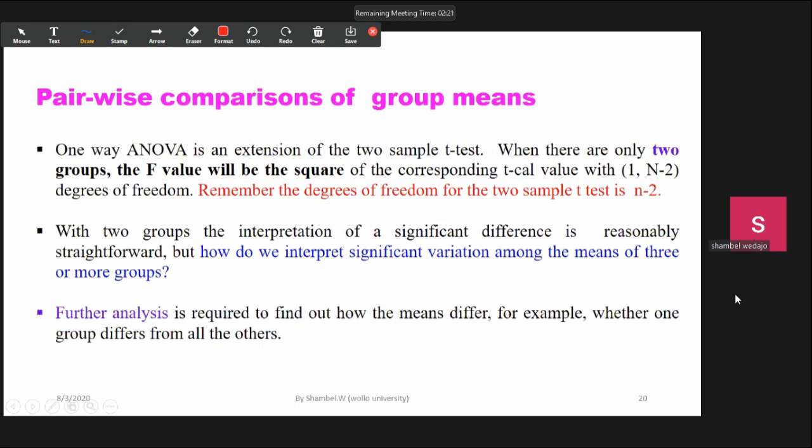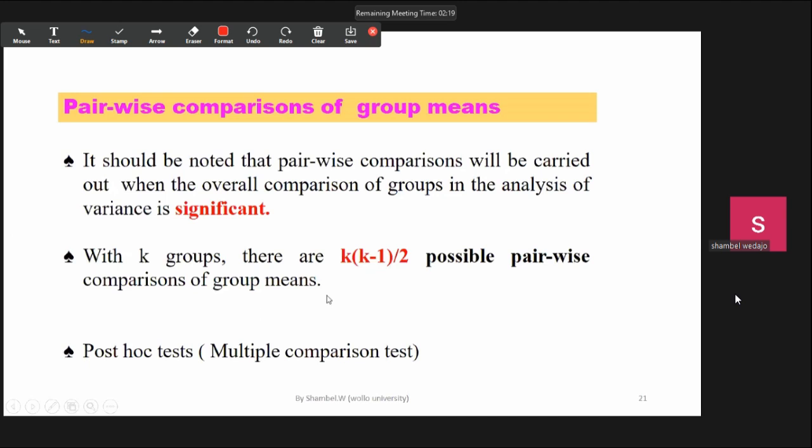In pairwise comparison, it should be noted that pairwise comparison will be carried out when the overall comparison of groups in the analysis of variance is significant. Within K groups, the number of pairs is K times (K minus 1) divided by 2.